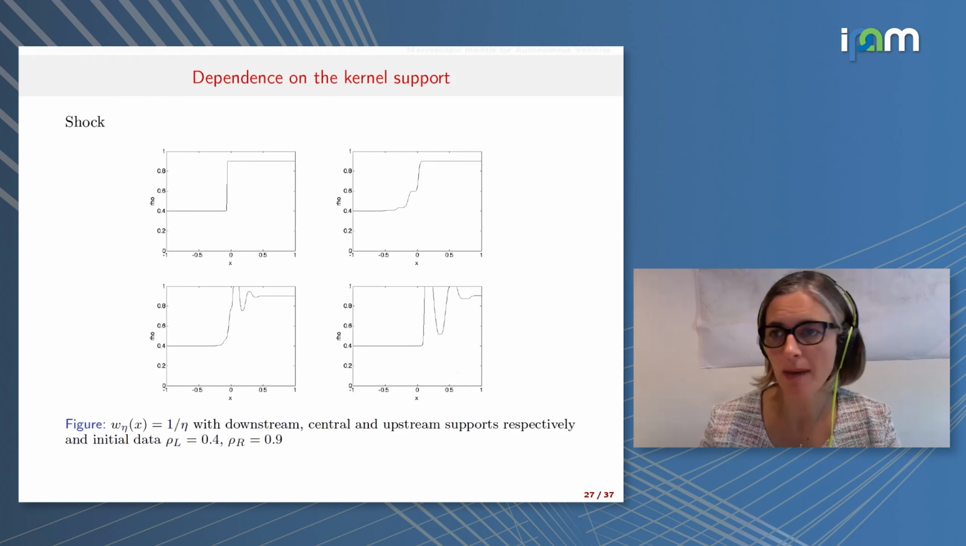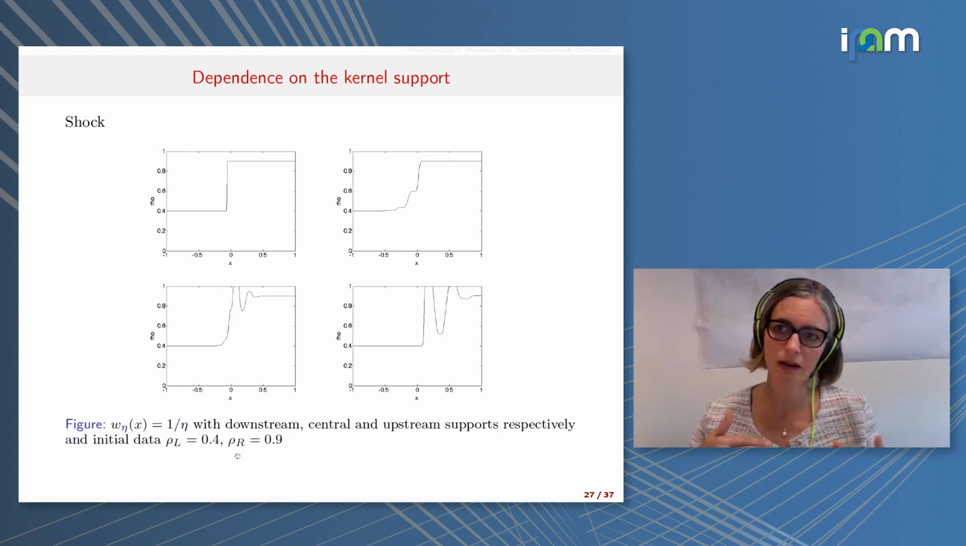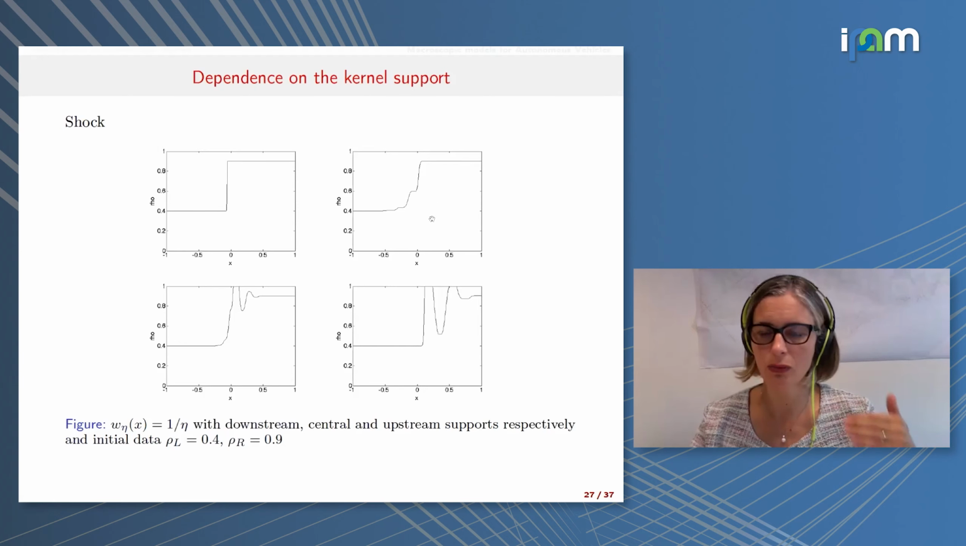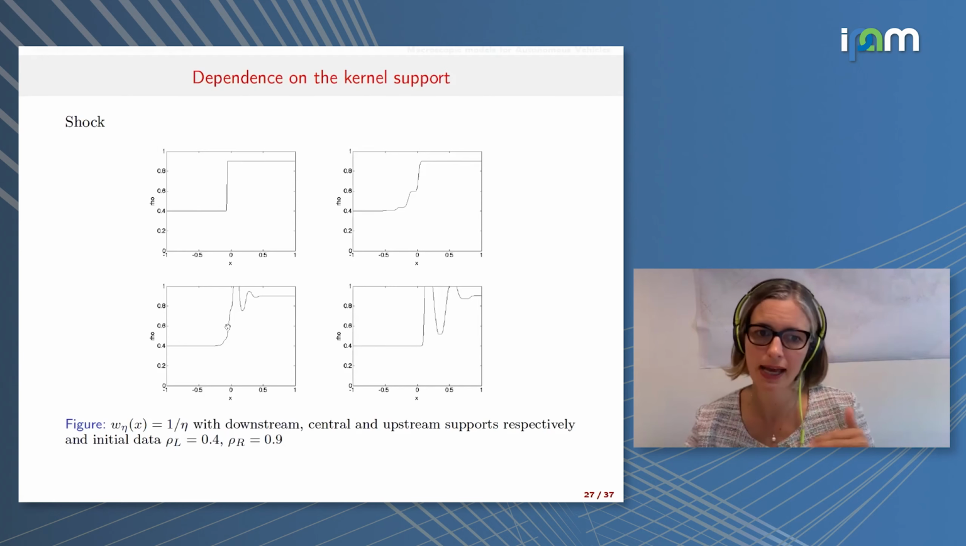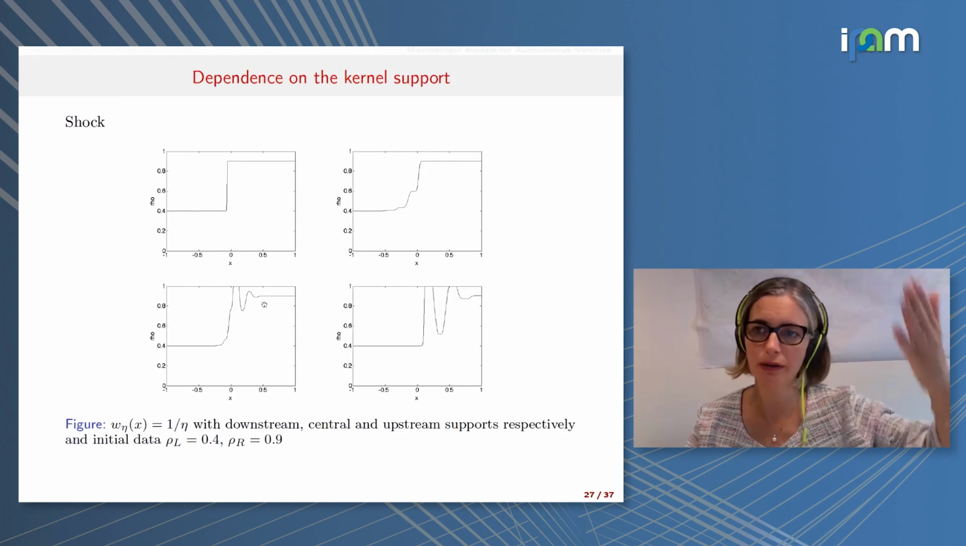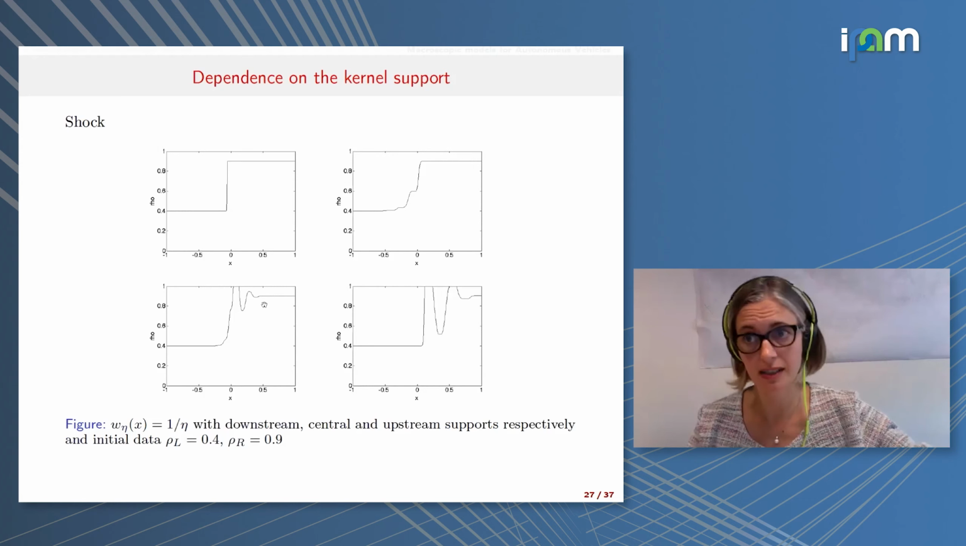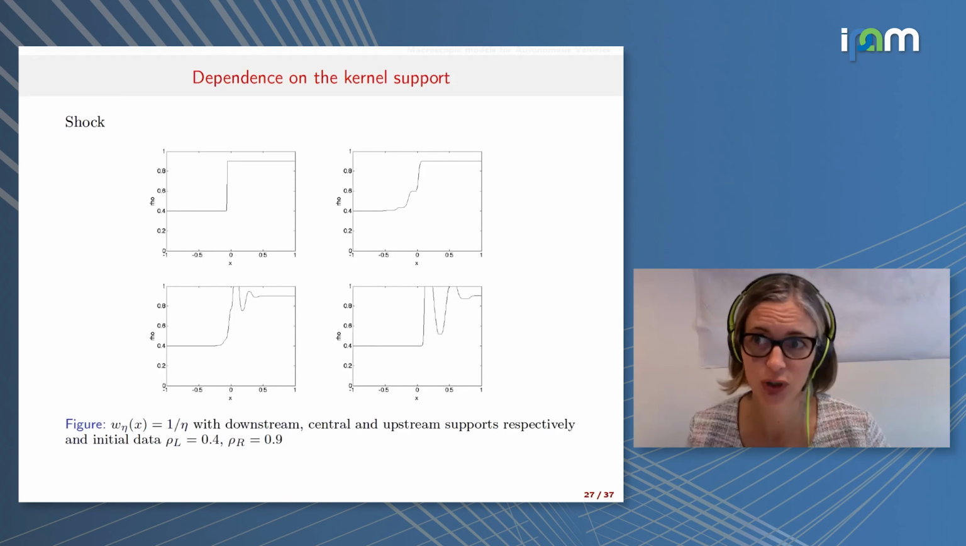Okay, and the same happens if I'm considering the opposite initial datum, corresponding to a shock with the lower density upstream and higher density downstream. Again, the downstream kernel behaves nicely, with less oscillation than the other two. And you see that in the other two, I also go beyond the maximal density. That is very bad when you drive, okay?